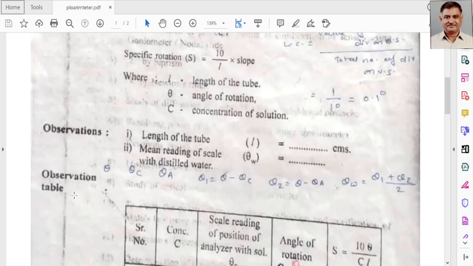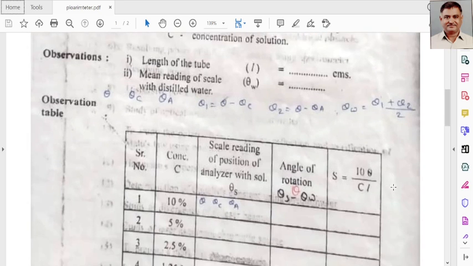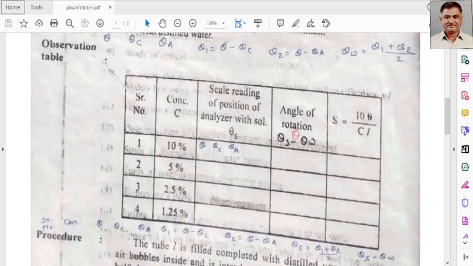In this way, these observations which you are seeing written in ink, we have to fill from this table. Theta, theta C, theta A, and the difference: theta 1 equals theta minus theta C, and theta 2 equals theta minus theta A, and therefore theta W equals theta 1 plus theta 2 by 2. In this way, this is the observation table.